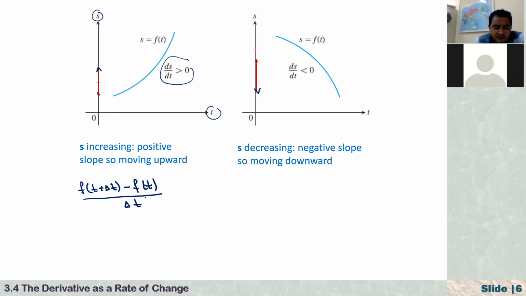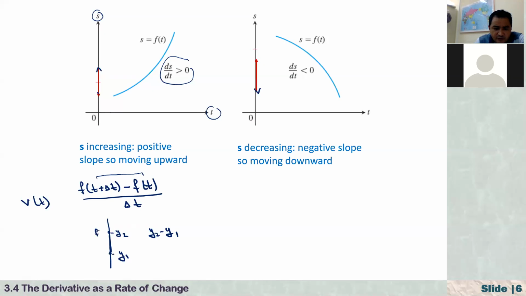Let's just take the limit. That is actually our velocity. When it is negative, that means f of t plus delta t minus f of t is negative. That means when I'm moving, f of t plus delta t is less than f of t. When it is positive, how do we find the distance between these two points? Let's say this is y2 and this one is y1. The distance is y2 minus y1.